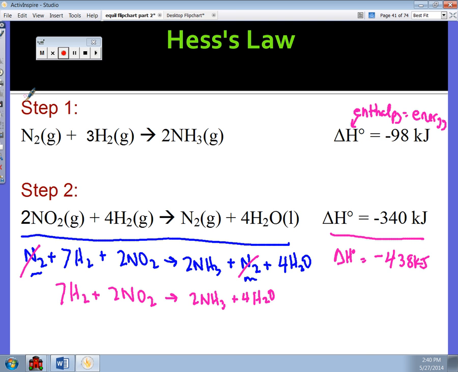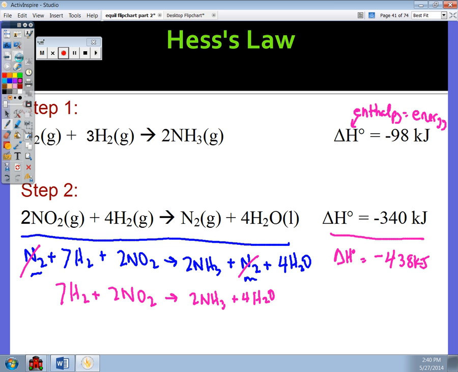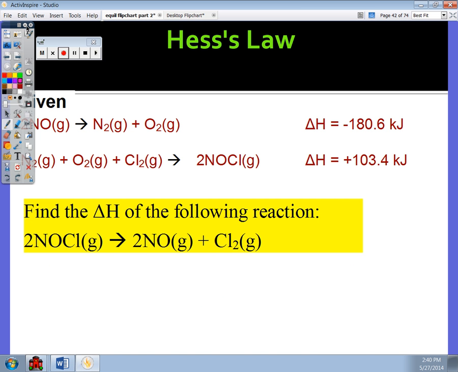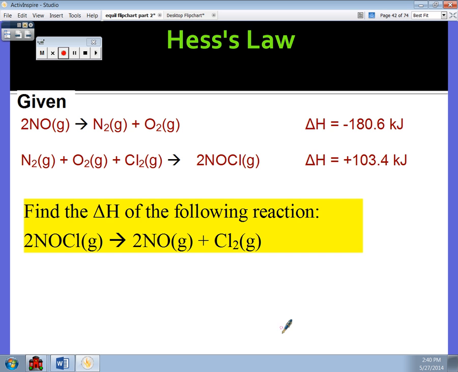Now there's other ways that Hess's law can be used. It can be used, for example, when we're trying to find out a chemical equation and we have some other reactions that we know, but we might need to move them around, manipulate them, make them work. So what does that mean?